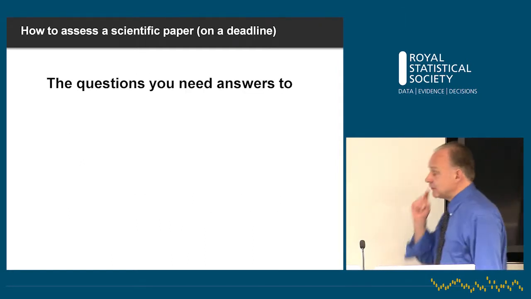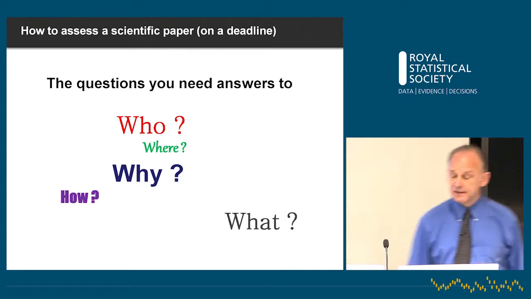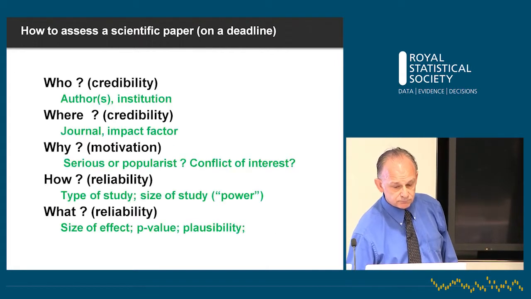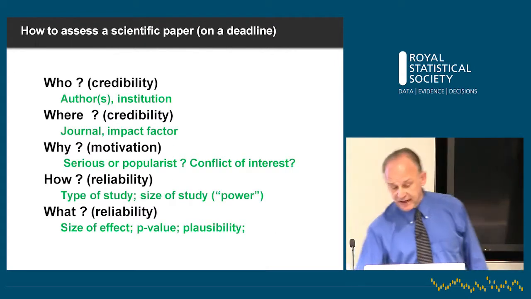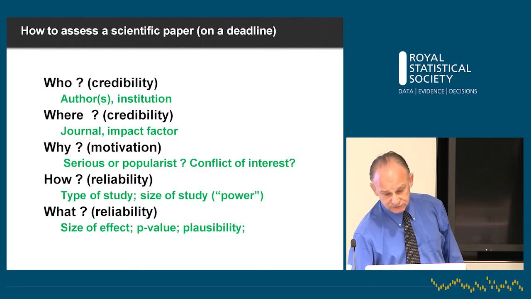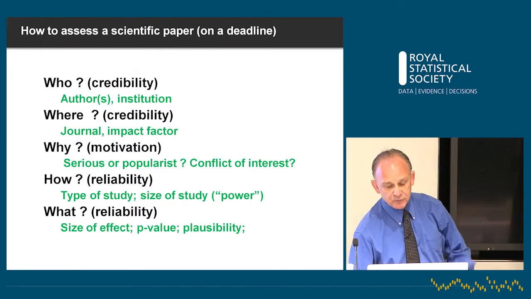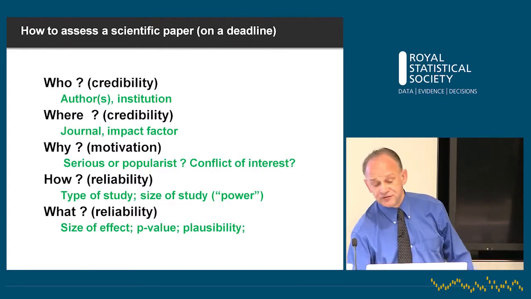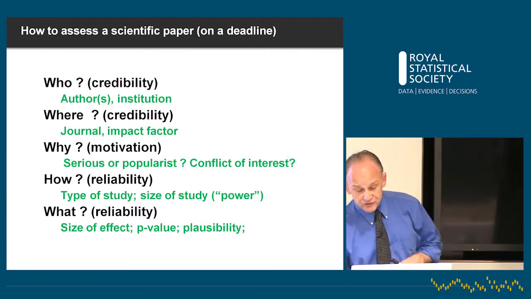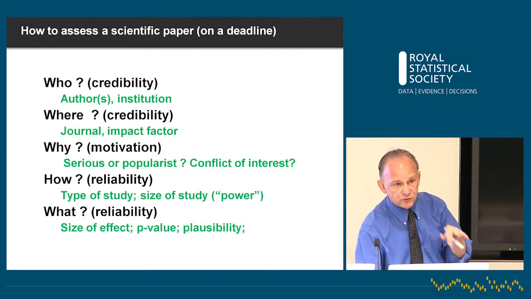Okay, so the questions you need to answer here are, guess what? Exactly the same. So that's handy. So what we've just learned, we can apply to a full-blown scientific paper. So the who is, again, credibility, the authors and the institution, where, journal and impact factor, why, the feel of the subject matter, whether there's a conflict of interest, the how is the type of study, size of study, and then the what, questions of size of effect, p-values, plausibility. Now, because we've got a scientific paper now, we can drill down on these questions a bit more thoroughly.